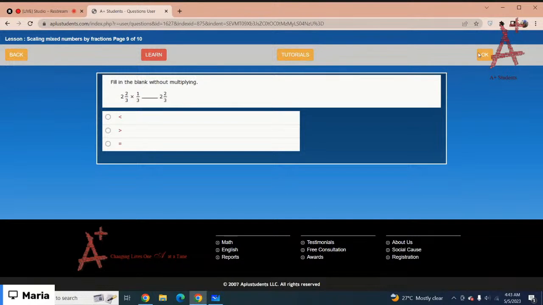Okay, 2 whole 2 by 3 times 1 by 3. Yes, 1 over 3 is less than 1. Got it? So when you multiply 2 whole 2 by 3 by a number that is less than 1, it makes 2 whole 2 by 3 even smaller. Got it? So 2 whole 2 by 3 times 1 by 3 is less than 2 whole 2 by 3. It would be less.